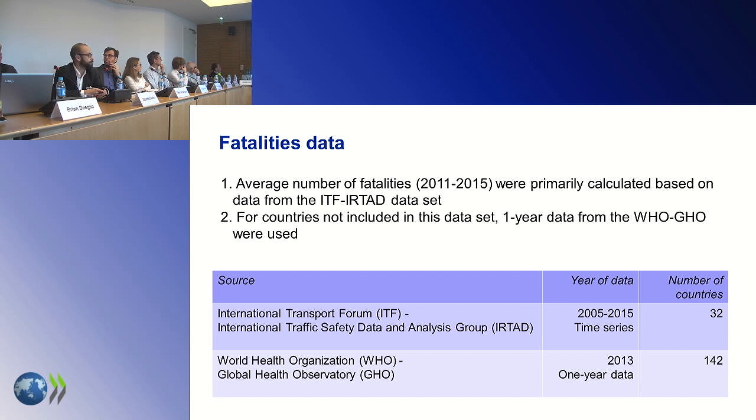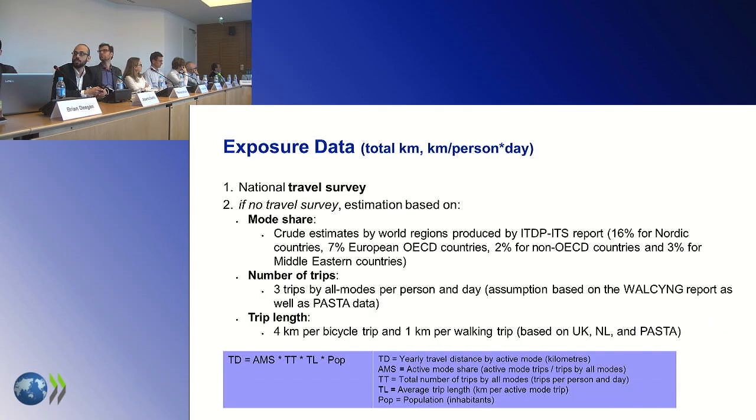So firstly, we collected data on fatalities, and we primarily used the data set of the International Transport Forum. And only in countries that we didn't have such data, we used the data set of the World Health Organization. The big advantage of the data set of the International Transport Forum was that they had time series, and it enabled that we use average fatalities for 5 years, which reduced the impact of variability of fatalities among years.